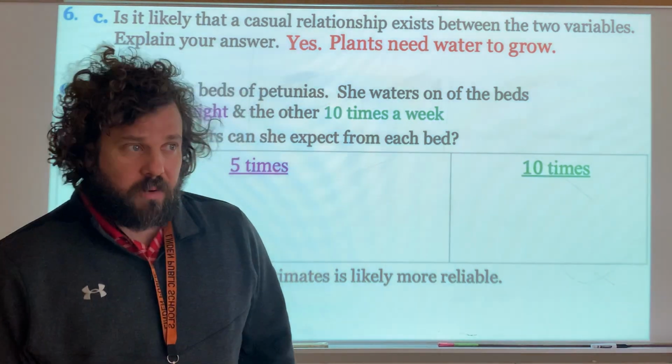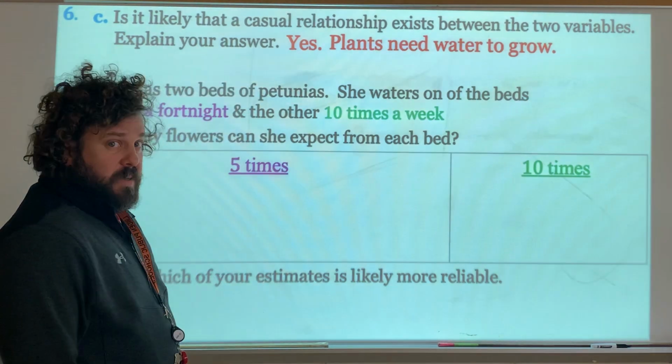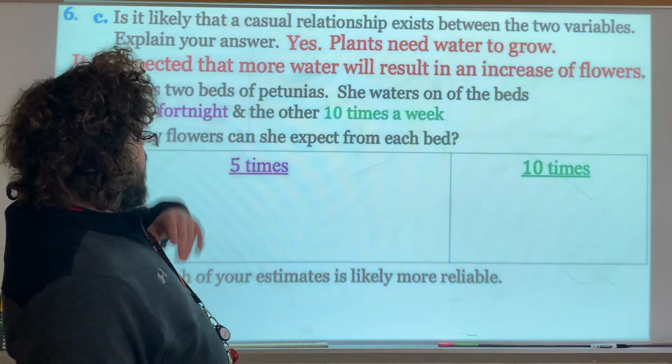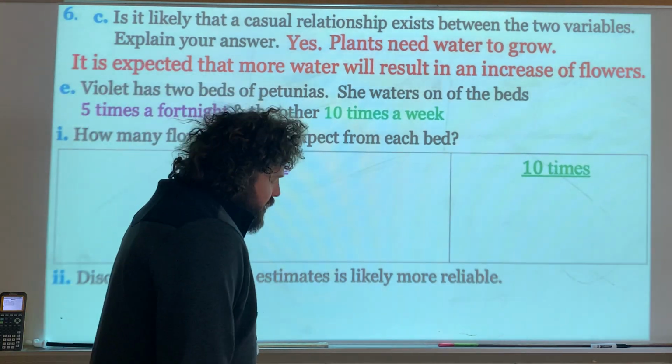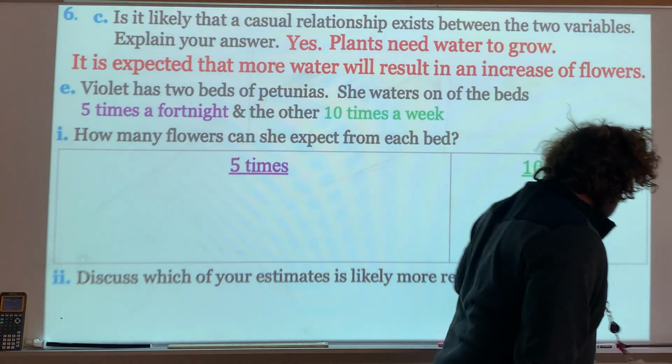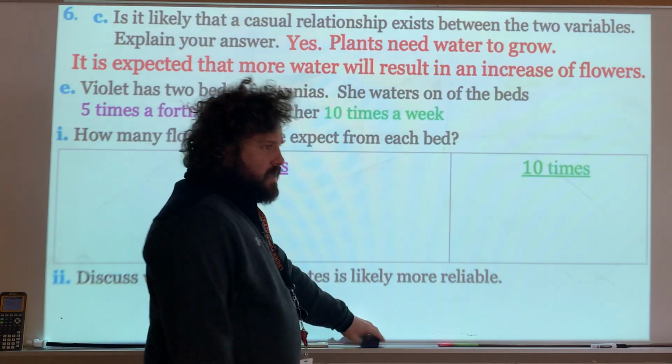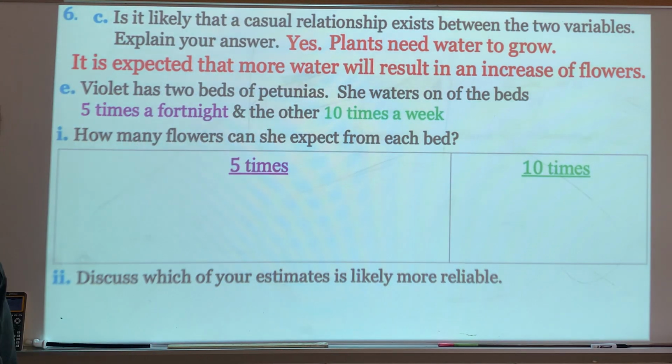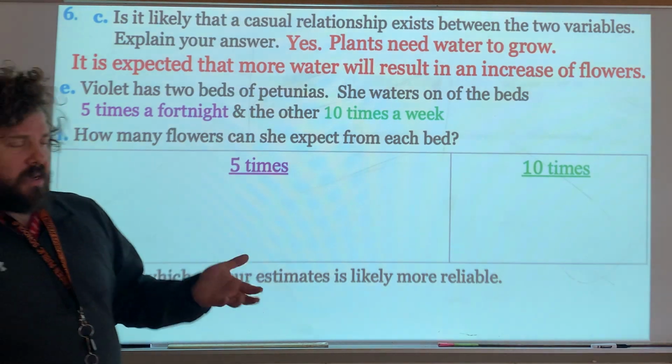You stop giving people water, you'd have less people too. It is expected that more water will result in an increase of flowers. So the more water that flowers get, or the more water that something gets, the more flowers are produced. That is an extremely causal relationship.